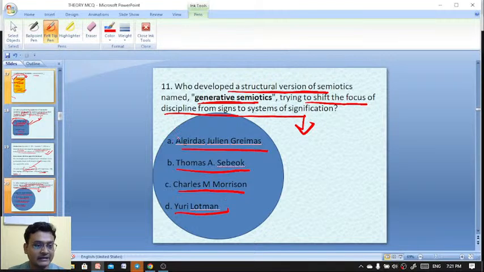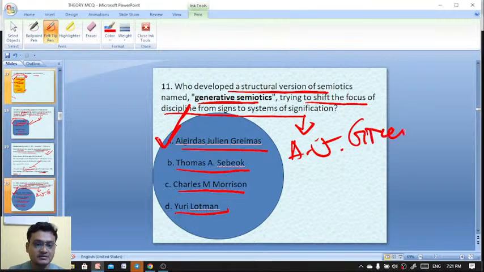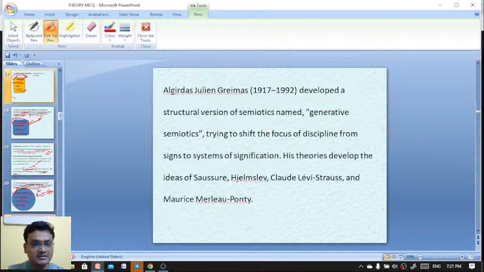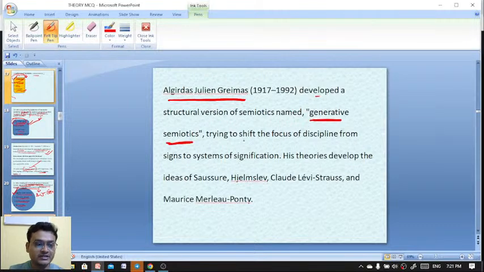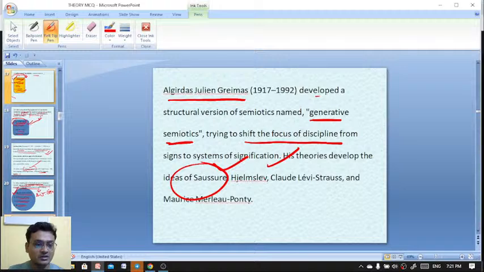It's again by Algirdas Julien Greimas. Okay, A.J. Greimas. Generative semiotics. Chalo, A.J. Greimas. Algirdas Julien Greimas developed a structural version of semiotics named generative semiotics, where he was trying to shift the focus of the discipline from science to signification. And his theories also developed the ideas of Saussure, Hjelmslev, Claude Lévi-Strauss, and Merleau-Ponty.